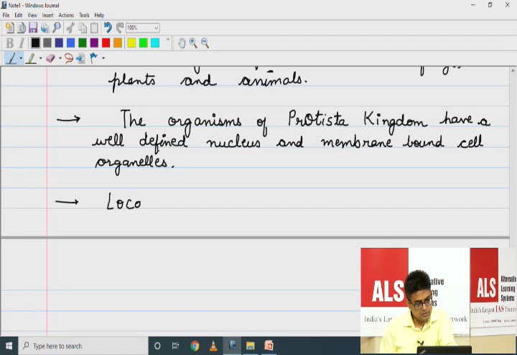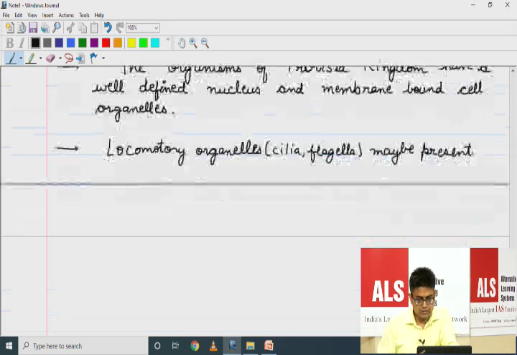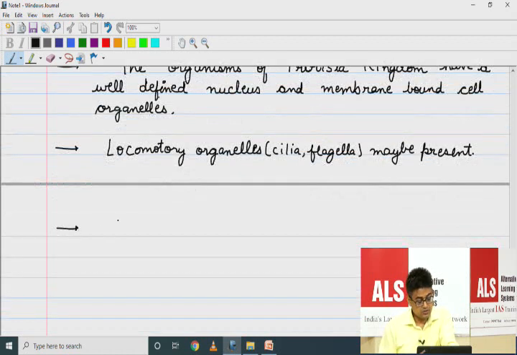Locomotory organelles, that is cilia or flagella, may be present. And they can reproduce asexually as well as sexually.